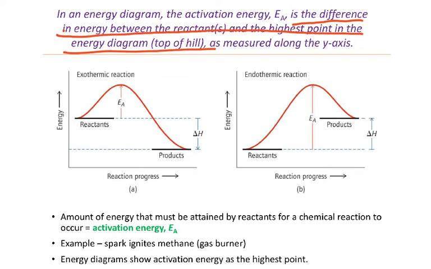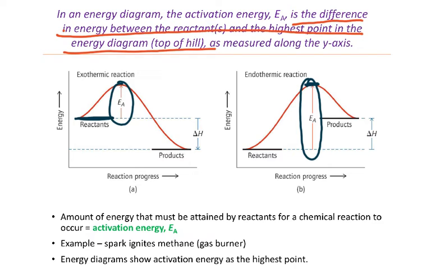Activation energies exist for both exothermic and endothermic reactions, but it is always measured from the reactants to the top of the hill. We can see clearly that for an exothermic reaction where the reactants have higher energy, all other things fairly equal, it will have a smaller activation energy because the reactants are already higher. Now, for an endothermic reaction with the same top of the hill, the activation energy will be larger.